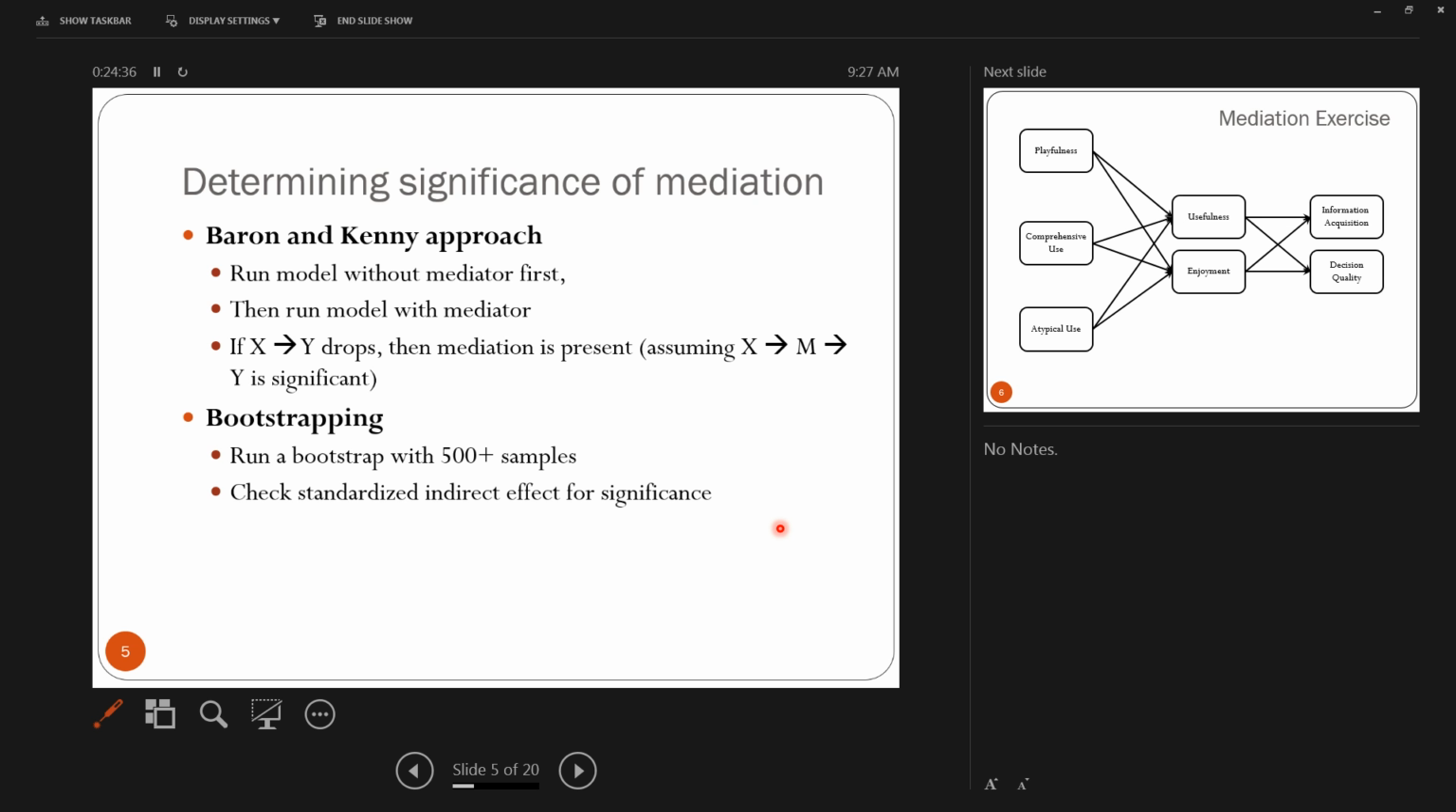What is the bootstrap? Bootstraps are, you randomly sample part of your sample, and then there are different ways to do this, but you can replace randomly certain cases with the mean, or something like that. And then you do that 500 times randomly, and it produces a much more reliable estimate of the effects.